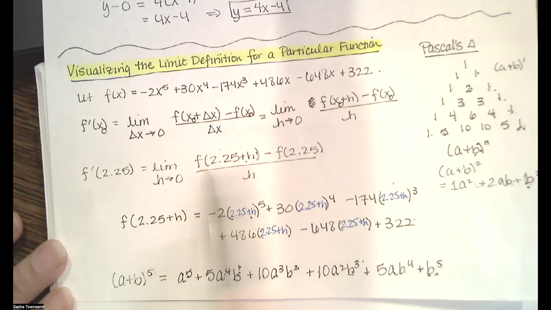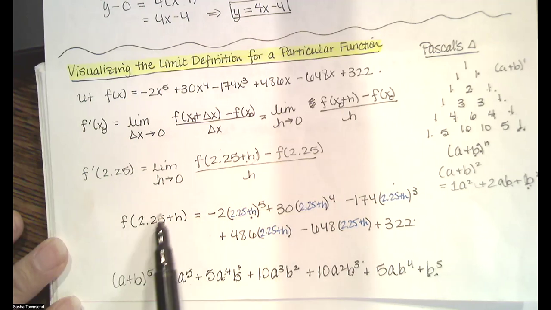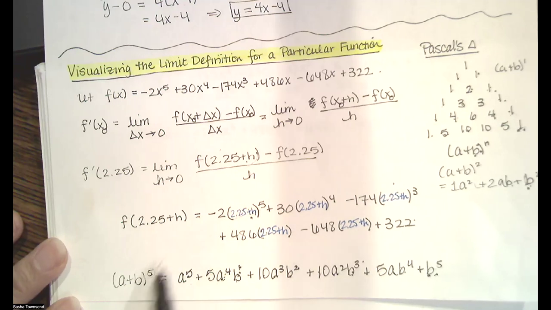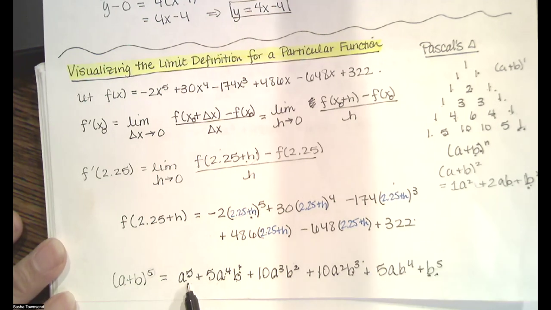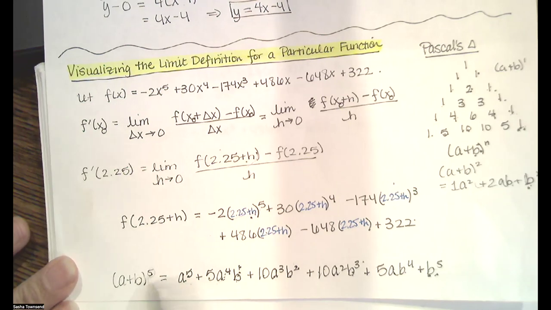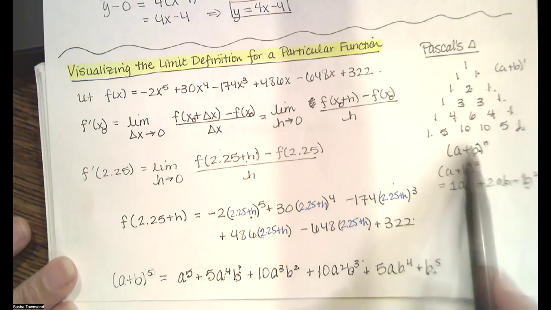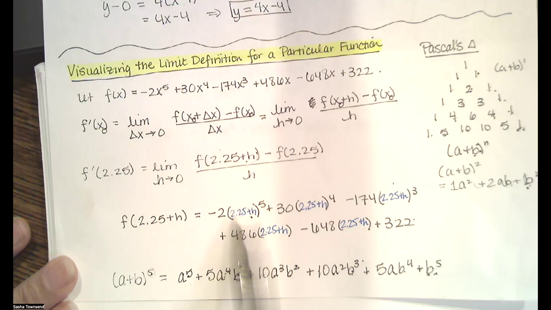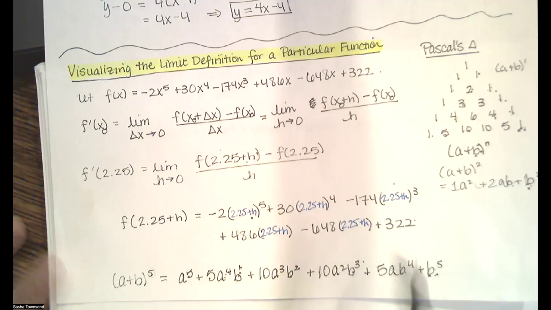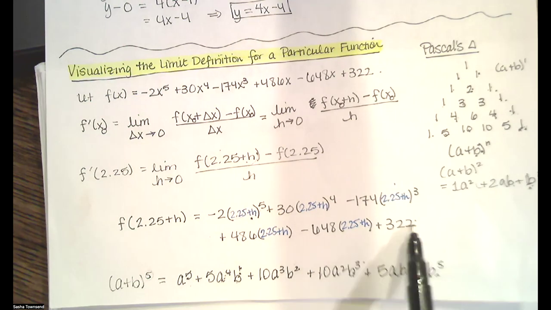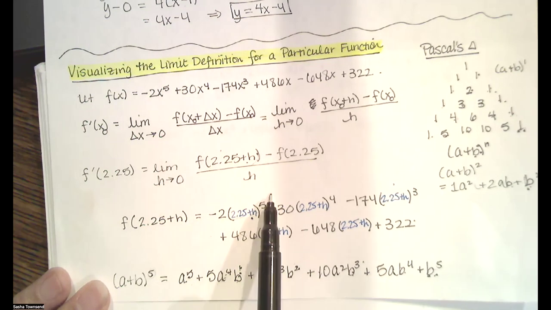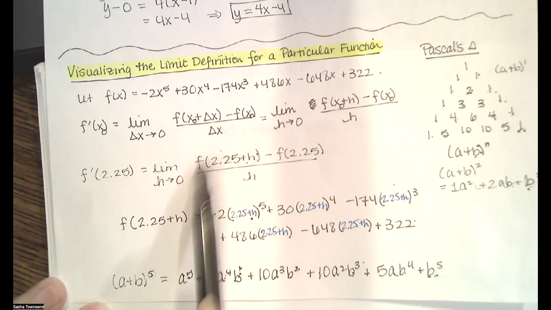So if I want to evaluate this expression now, I plug in this 2.25 plus h for all of our x values. And then I use this, what's called the binomial expansion for this a plus b to the fifth. I expand it using Pascal's triangle. And I do that for this one, and then I do that for this one, and this one, and this one, and then this one. We distribute. After we distribute, we collect like terms. We've got a number here. We're going to have basically a polynomial in h plus a constant. And that's what's going to go right here.